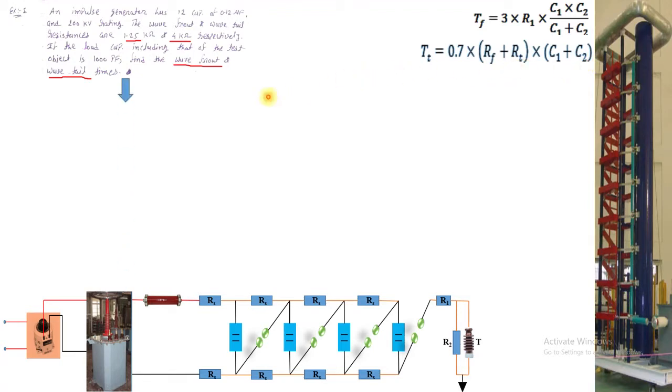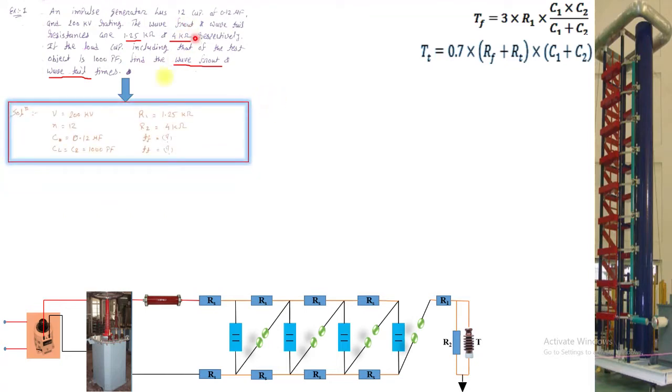So in our problem we have this data: the charging voltage, which is of course a DC voltage, 200 kilovolt. The number of stages of this impulse voltage generator is 12. The capacitance is 0.12 microfarad. CL, that is the load capacitor, C2, is 1000 picofarad, R1 is 1.25 kilo ohms, R2 is 4 kilo ohms, and TF and TT we need to calculate.